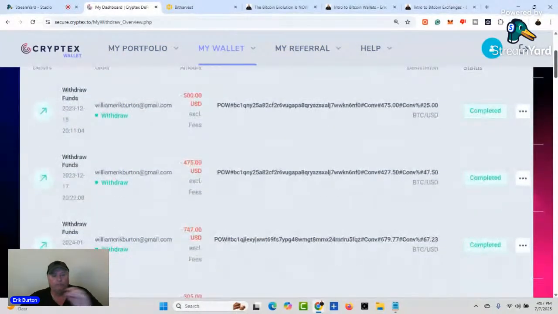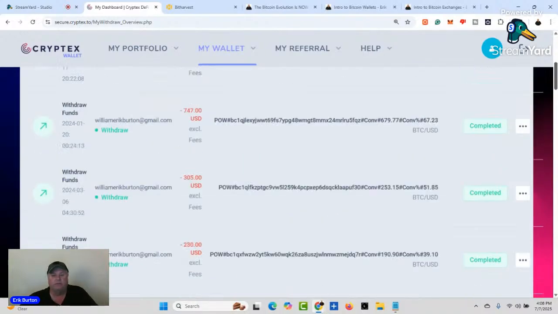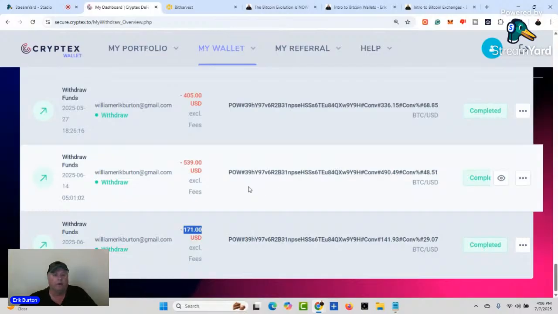Okay. You can see, it is July 7th, 2025, as you can see on the far right corner there. December 16th of 2023 was my first withdrawal. You can see there, a $500 withdrawal, all the way up to June 22nd last month for 171. I don't know why I did that. I just saw it and I wanted to withdraw it and put it into my cold storage wallet.